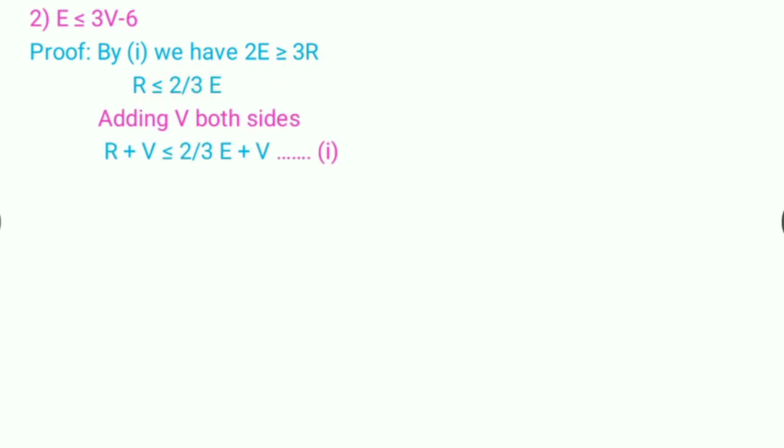From the first inequality we have 2e is greater than or equal to 3r. Now we'll divide both sides by 3, so it becomes r less than or equal to 2 by 3 e. I will add v to both sides. We get r plus v less than or equal to 2 by 3 e plus v. We name this equation 1.